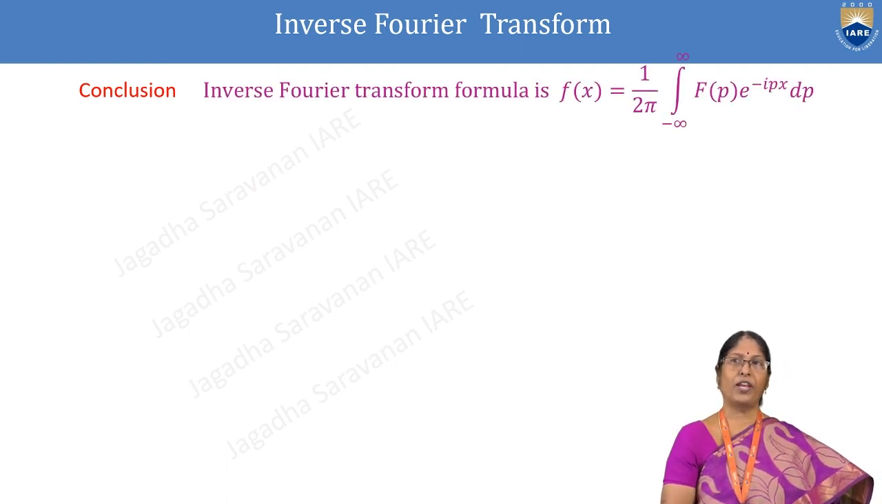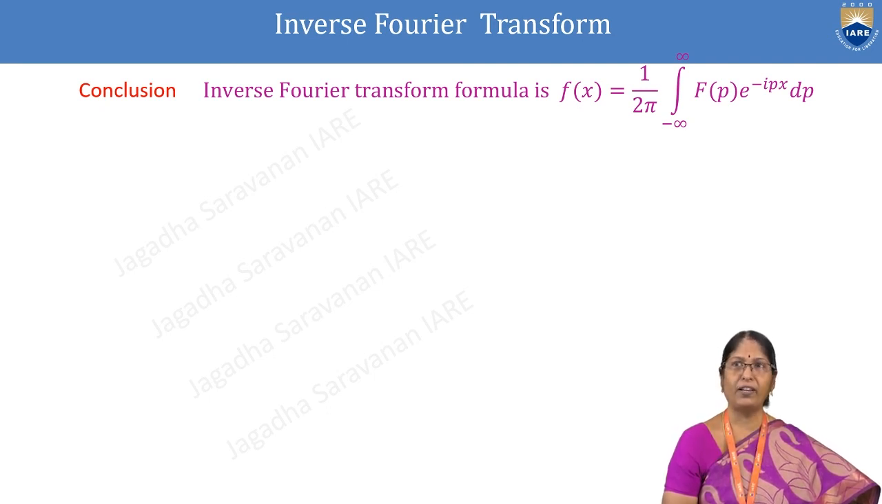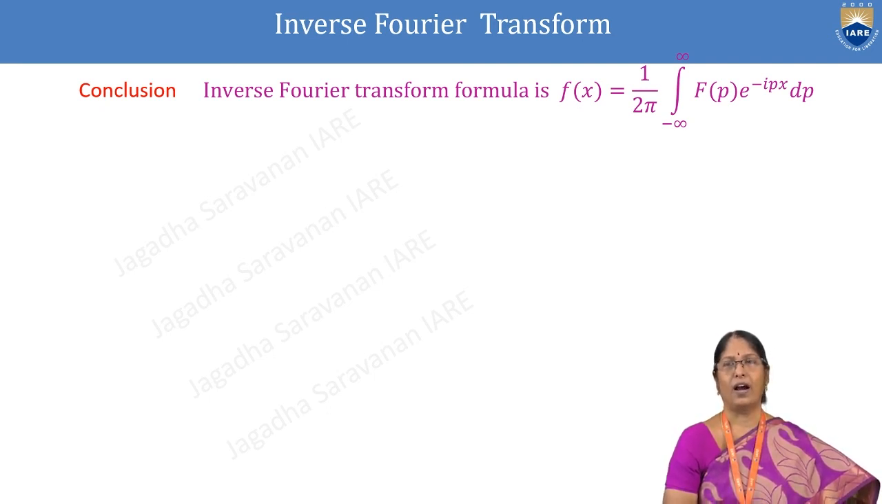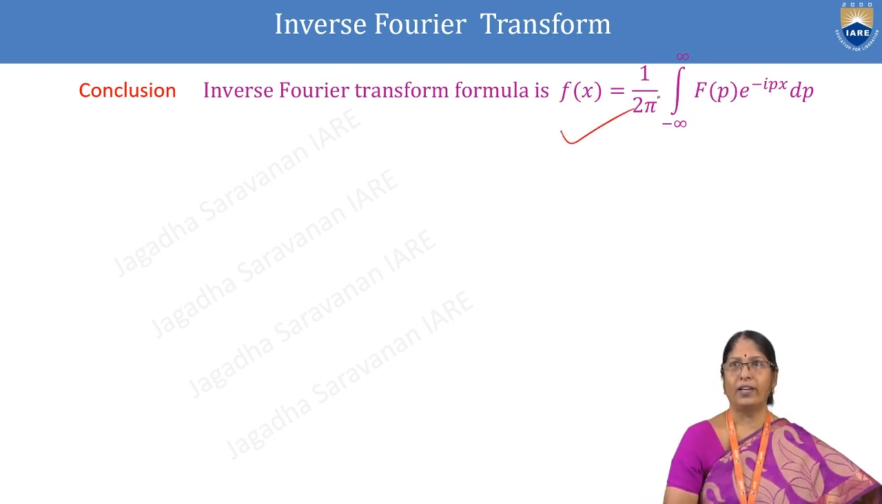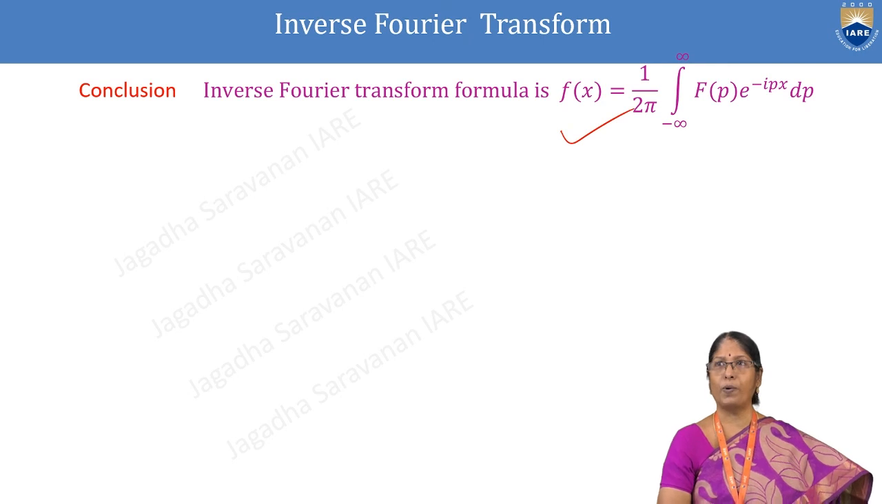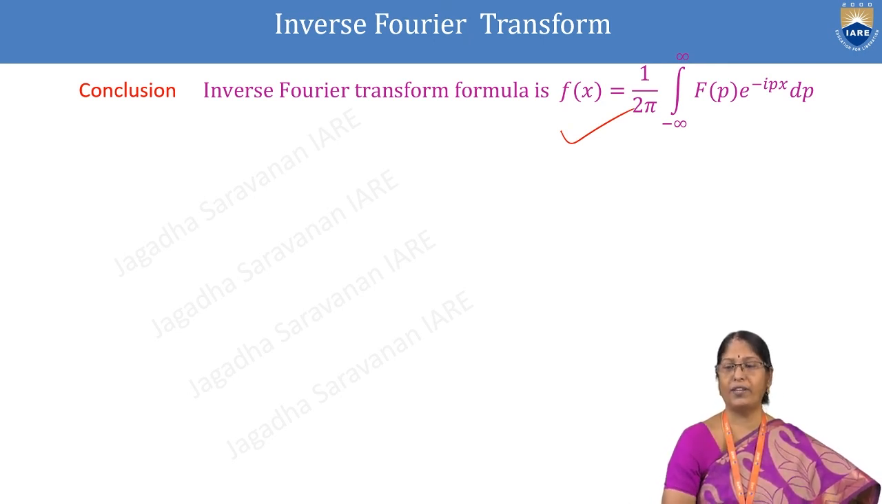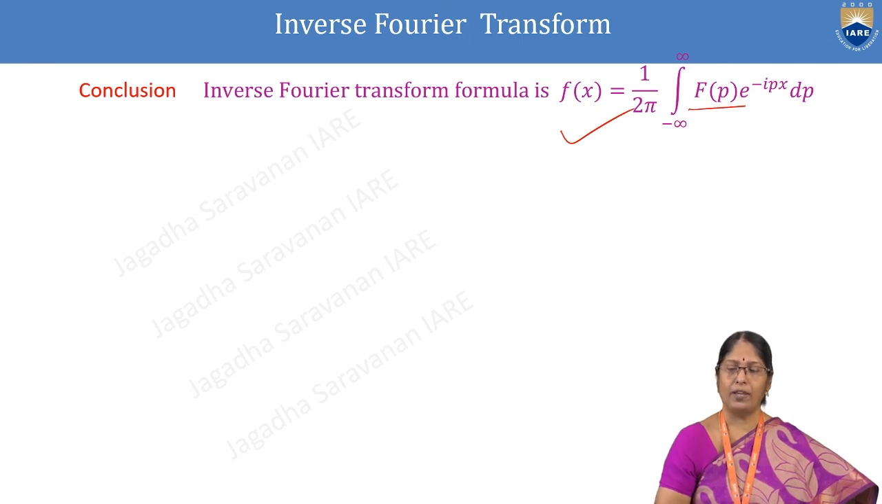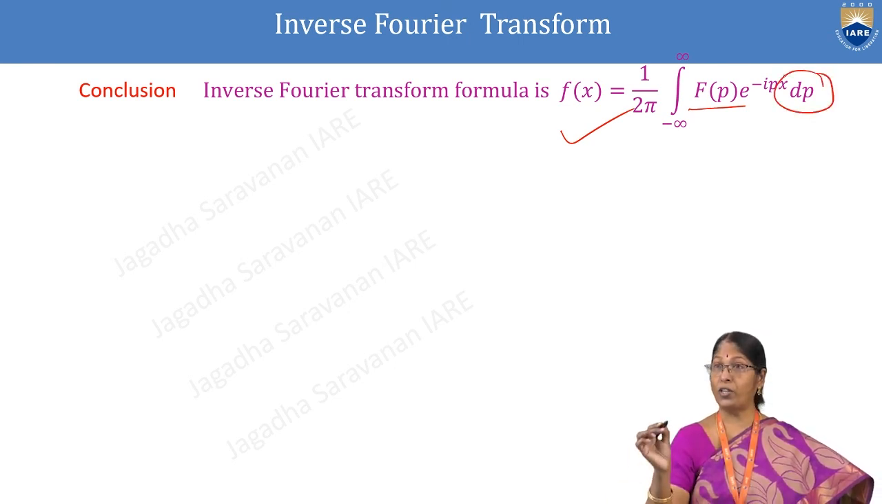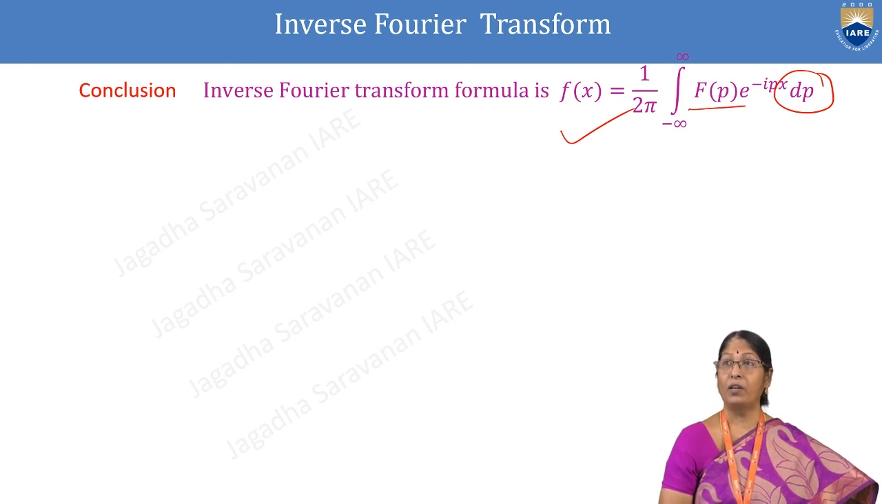The inverse Fourier transform, finite and infinite, the formulas we discussed and we did the problems also. The different types of problems we discussed. The inverse Fourier transform formula is nothing but f of x equal to 1 by 2 pi integral minus infinity to infinity, f of p into e power minus ipx dp. It's the notation. We have to keep the notations in our mind very carefully. That is also discussed in detail through this video lecture.